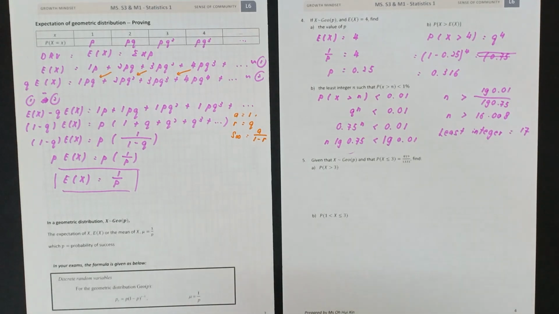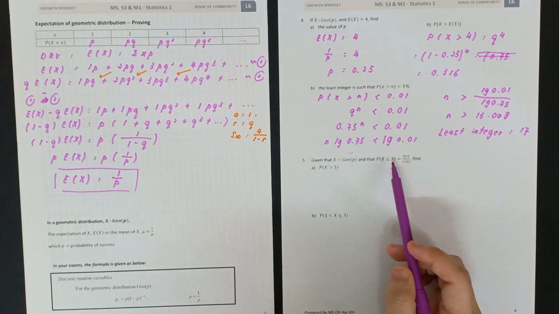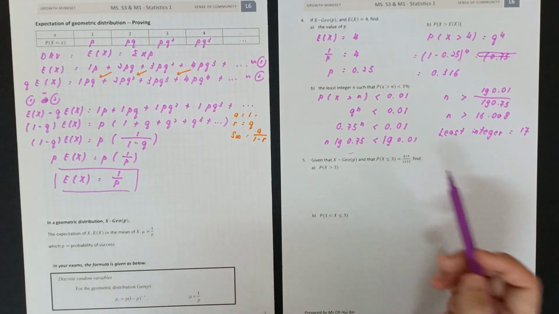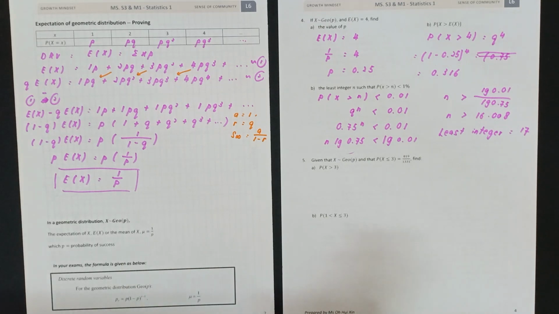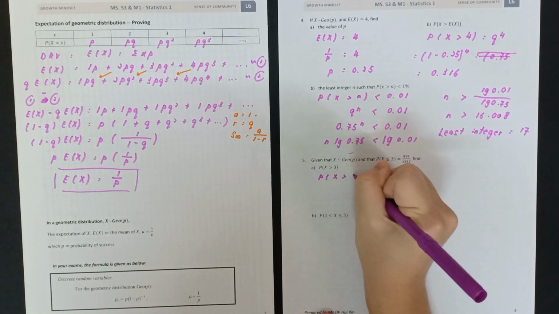So given that X is a geometric distribution with p, this is your probability when the number of trials needed for your first success is smaller or equal to 3. Then find out that one. Okay, so P(X > 3).